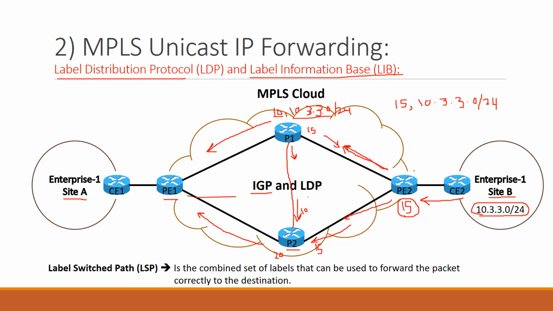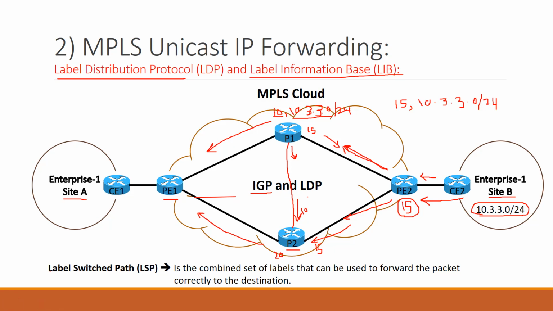And BE2, as long as it learned the prefix from CE2 with no labels and there is no LDP neighborship, will learn that when it receives a packet labeled with 15, destined for this IP prefix 10.3.3.0/24, it should remove the label and send it to CE2. Simply, this is how it works.